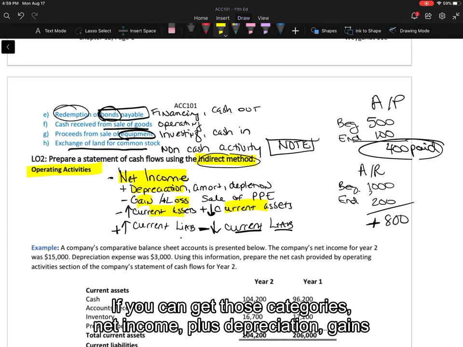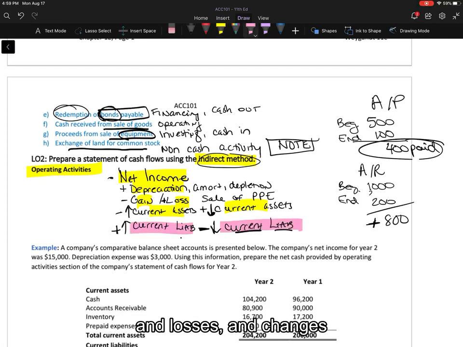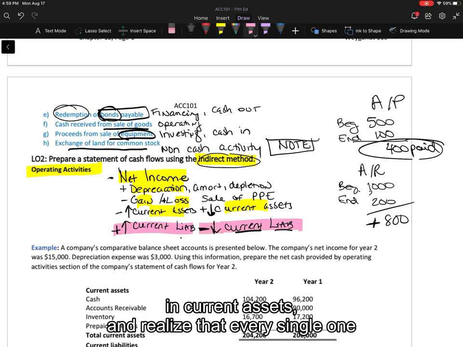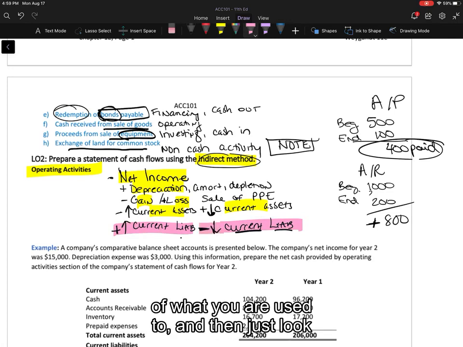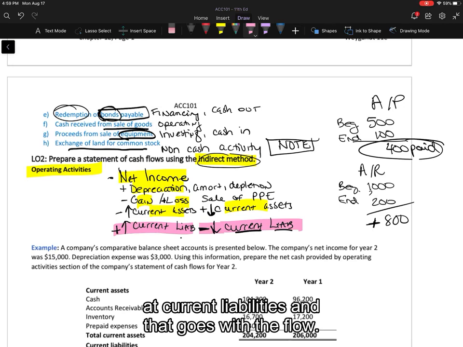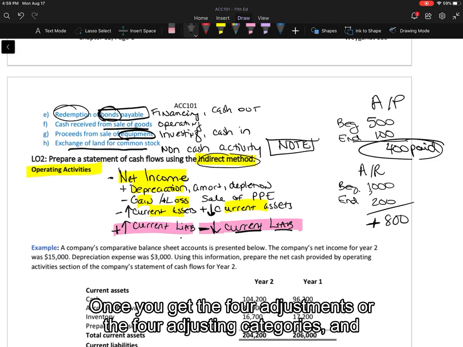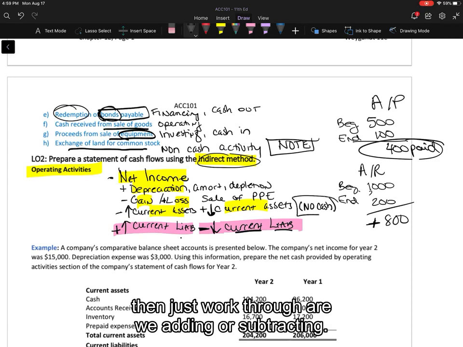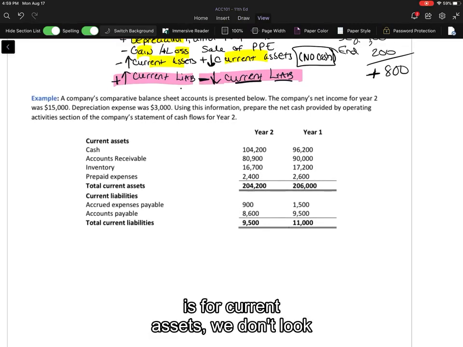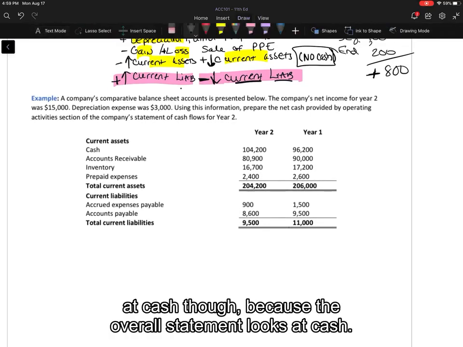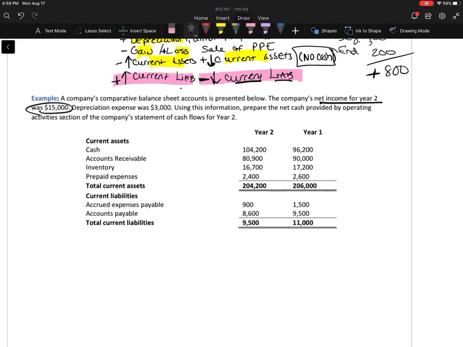So if you can get those categories, net income plus depreciation, gains and losses, and changes in current assets, and realize that every single one of these adjustments is the opposite of what you are used to, and then just look at current liabilities, and that goes with the flow, right? We're going to add an increase, subtract a decrease. Once you get the four adjusting categories, then just work through whether we are adding or subtracting. The only thing I didn't add in here is that for current assets, we don't look at cash, because the overall statement looks at cash. We'll see that at the very end here.